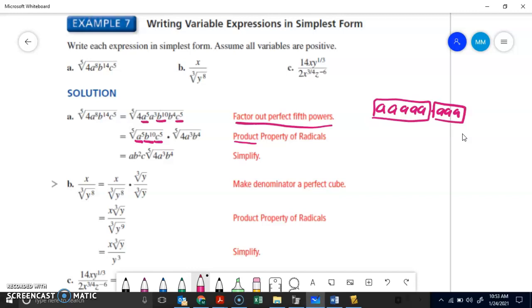A to the 5th, divide by the index. 5 divided by 5 is a to the 1st. 10 divided by 5, b squared. 5 divided by 5, c to the 1st. And then what's left over, the parts that were not perfect, the 4, the a to the 3rd, and the b to the 4th, those stay inside the fifth root, and that's fully simplified.